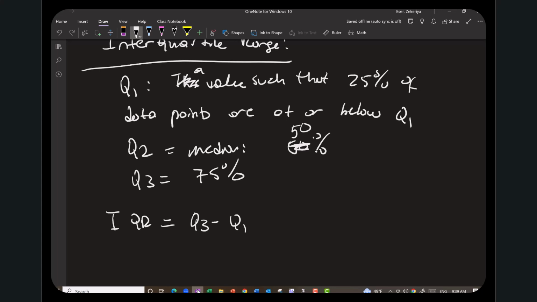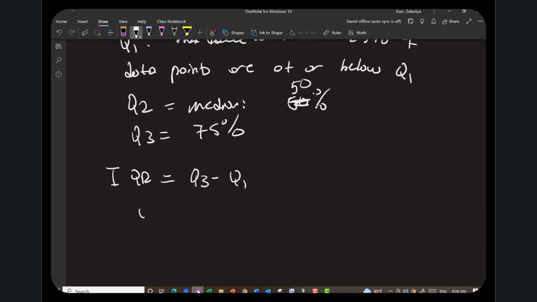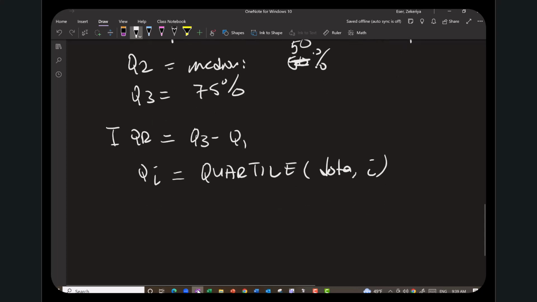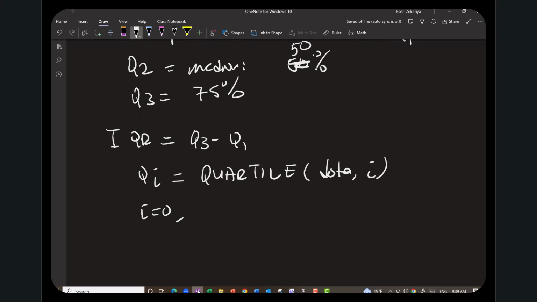And there is no function for IQR, but QUARTILE in Excel is quartile(data, i). Now, if i equals 0, that actually gives you the minimum value. So if you want the first quartile, that's i equals 1, Q1, or 25th percentile.